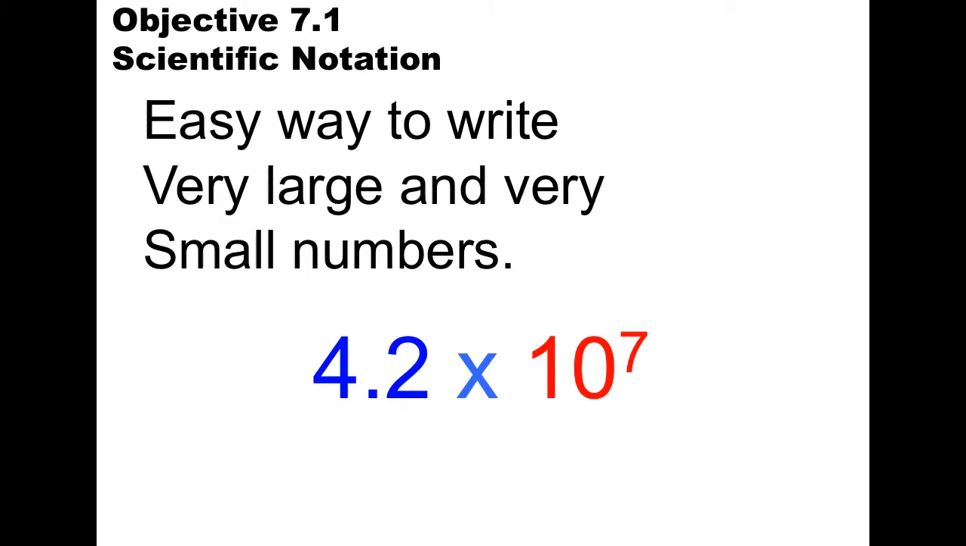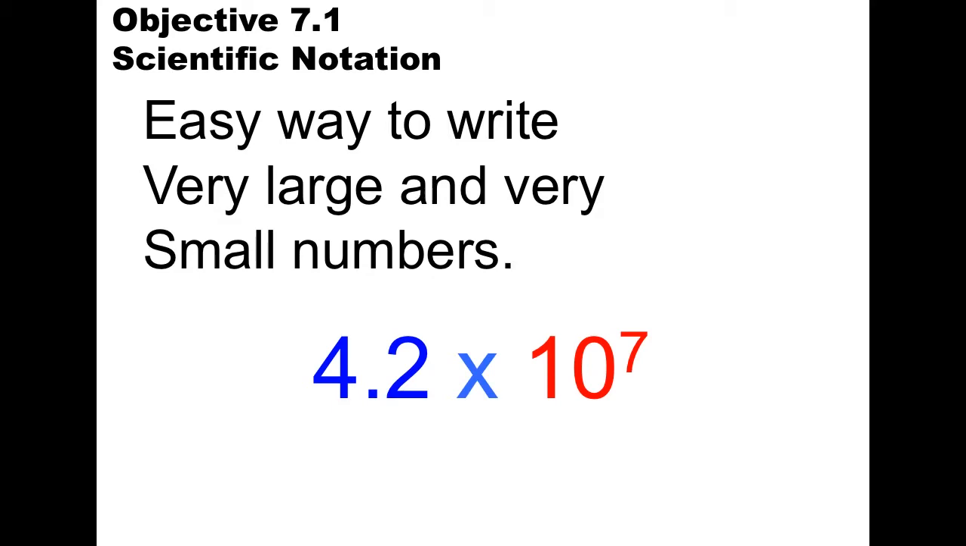This is Objective 7.1, Scientific Notation. Scientific notation is an easy way to write very large and very small numbers. And so here we have this number, it's 4 2/10 times 10 to the 7th power.